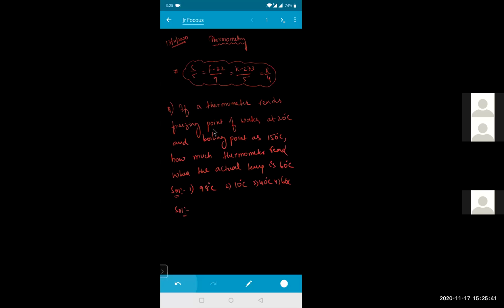If a thermometer reads the freezing point of water at 20 degrees centigrade and boiling point as 150 degrees centigrade. Okay, but I'm changing the color. Don't take the tension. How much will the thermometer read when the actual temperature is 60 degrees centigrade? Can anyone do it out? How much, beta?